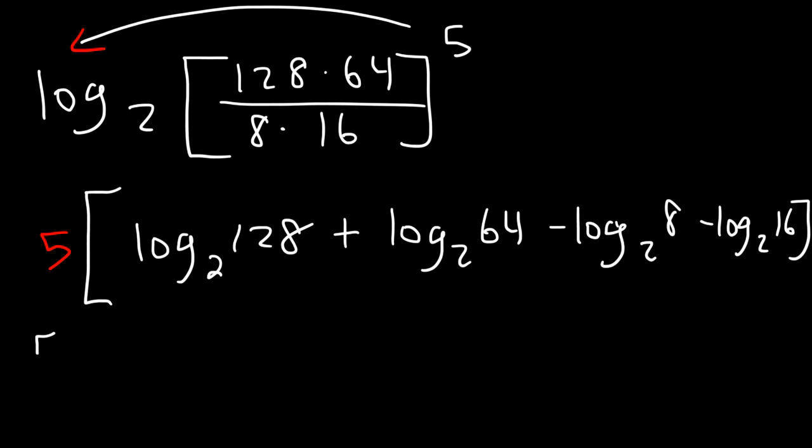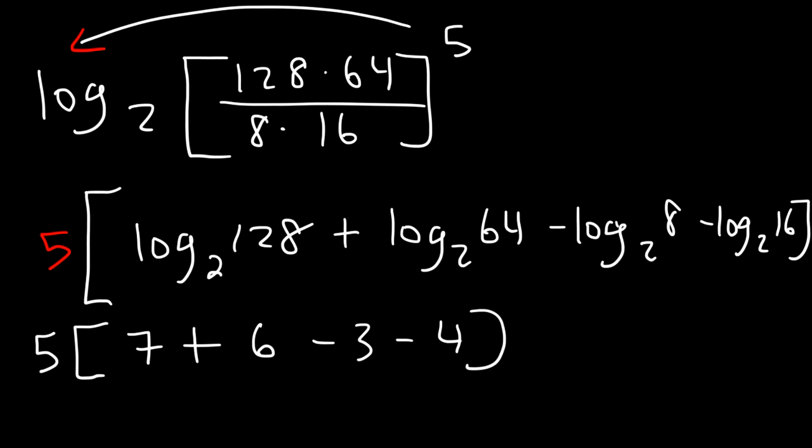Log base 2 of 128, we know it's 7. 2 to the 6th power is 64. 2 to the 3rd is 8. 2 to the 4th is 16. Negative 3 and negative 4 adds up to negative 7, which cancels with the positive 7. So the final answer is 5 times 6, which is 30.